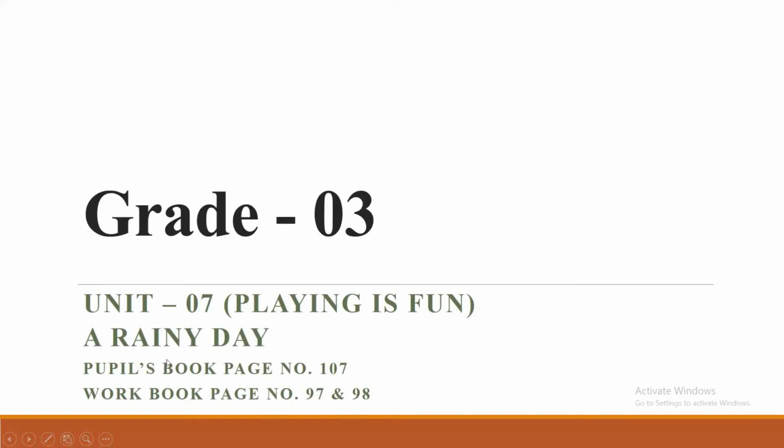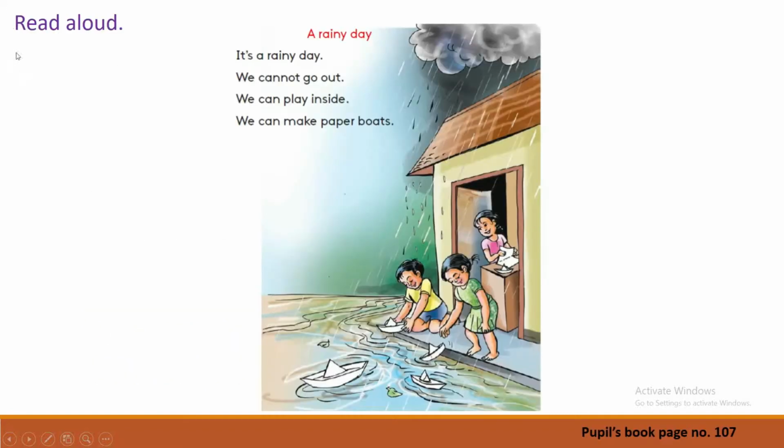Take your pupils book and turn to page number 107. Read aloud. There is a beautiful picture. Now you have to look at this picture. I'm going to ask some questions about this picture. Are you ready? What can you see on this picture? What are the things you can see?